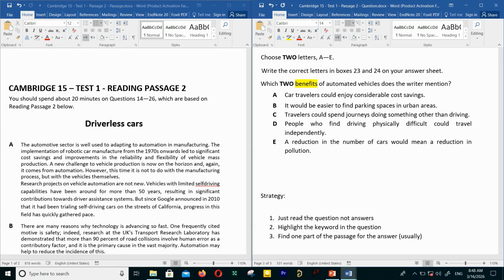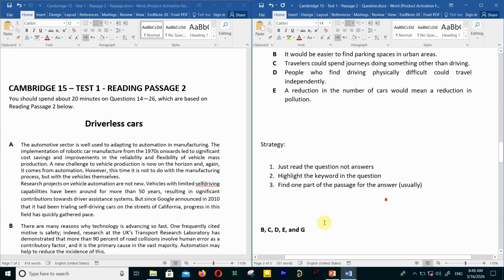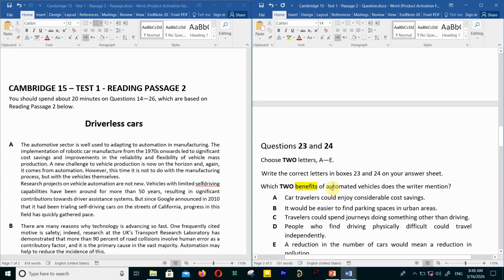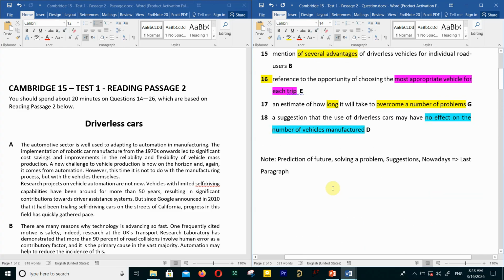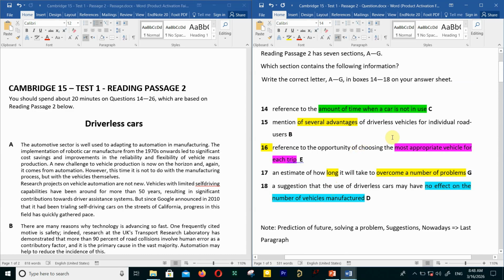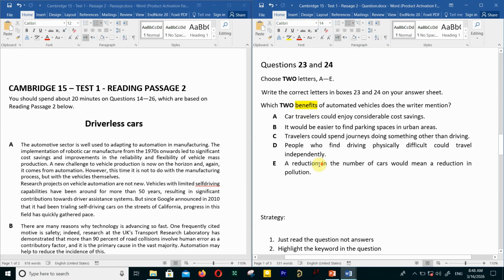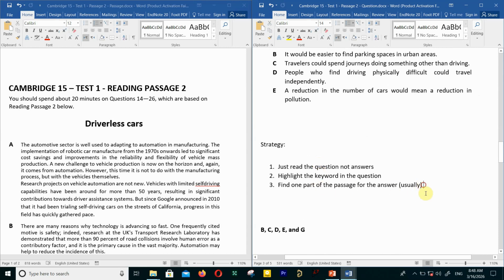Now, how can I use the before information? Before information, it is these paragraphs that are already covered for matching information. So, about anything about benefits, if you remember the previous videos, one paragraph is about several advantages of driverless cars, vehicles. So, advantages is the benefits. You see? And this is relating to paragraph B. This is how I used my previous information.